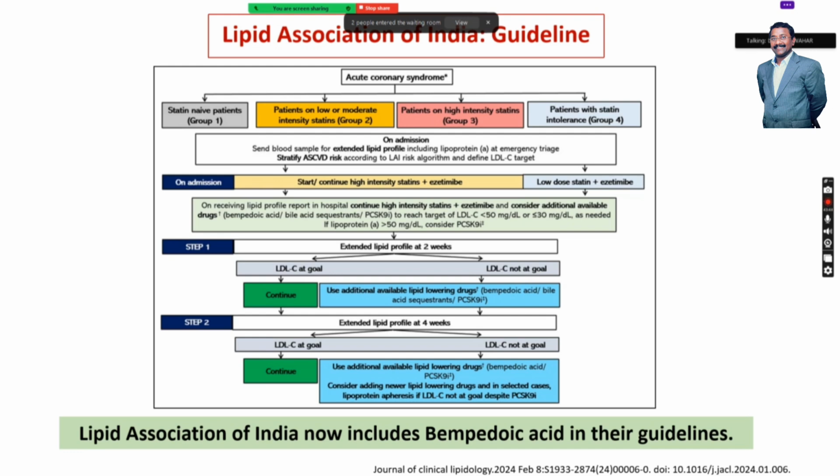On admission, send the blood sample for extended lipid profiles. That means in acute coronary syndromes, don't be happy with the lipid profile alone. Please send the blood for lipoprotein A also, at least in those people who can afford it. So along with the lipid profile, you have to send lipoprotein little a at the emergency triage.